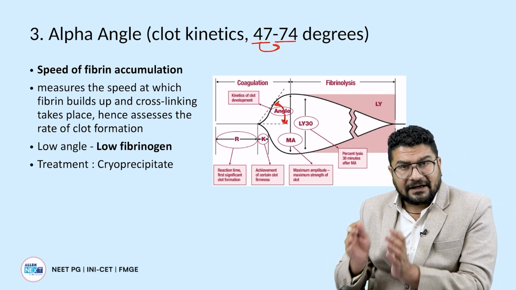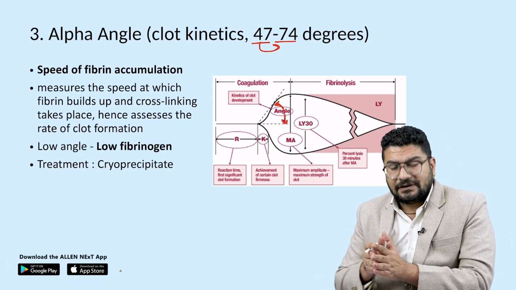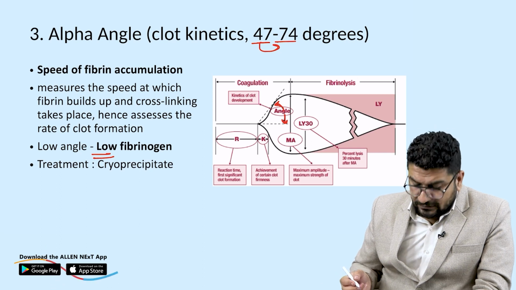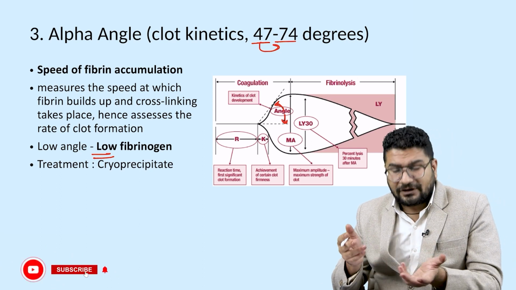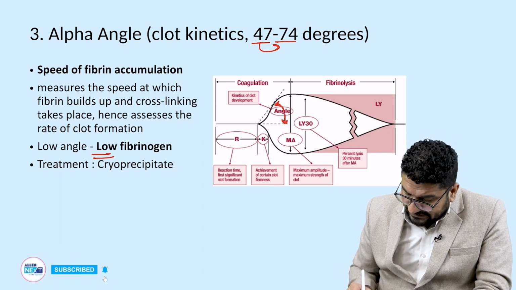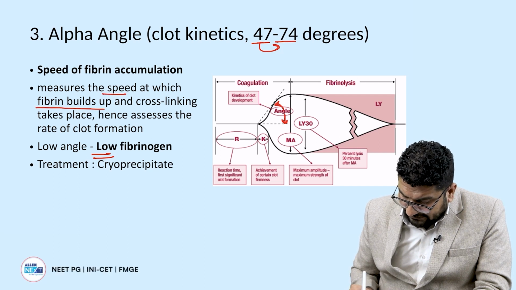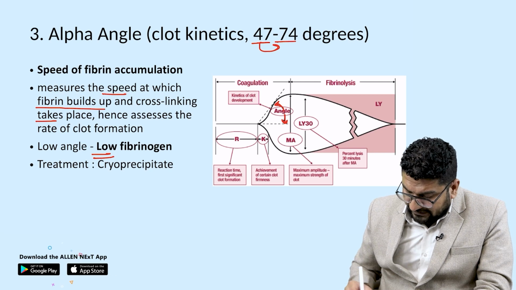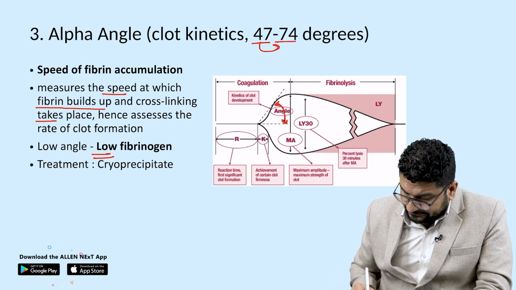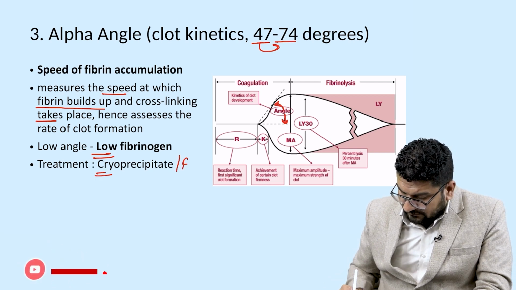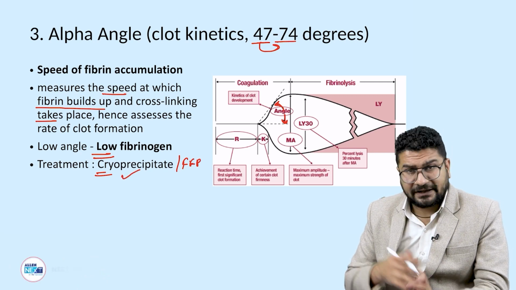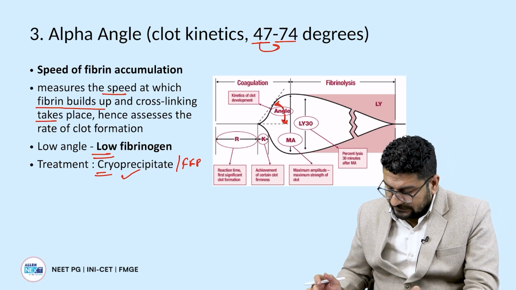So again, अगर ये angle भी छोटा होगा, angle भी कम होगा, it means fibrin is there. You can notice there is low fibrinogen. So that's why fibrin is not properly accumulating. So this is basically measuring the speed at which fibrin build up and cross linking take place. So again, fibrinogen कम है, तो यहाँ पर भी क्या दोगे? Cryoprecipitate. FFP also we can use, but better is cryoprecipitate. Clear? अगर available नहीं है, then you can use FFP.